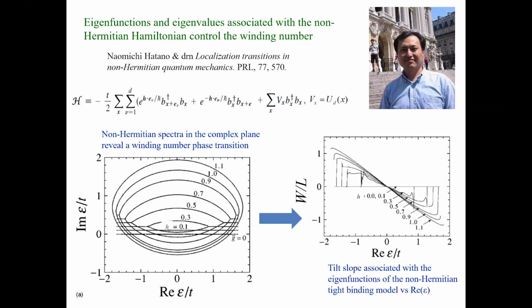The winding number divided by the length is what Naomichi essentially measured here. And for these various values of h, there's a winding number that sort of smoothly varies with eigenfunction. But when you get out to the top of the band, things are much more robust. Also, at the bottom of the band, you stay localized much longer, but eventually everything tears free. And you can measure the tilt slope associated with these eigenfunctions.